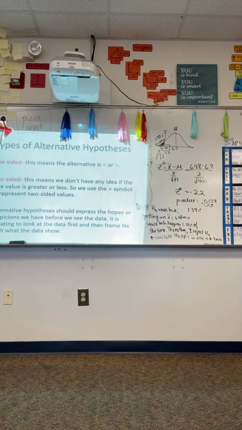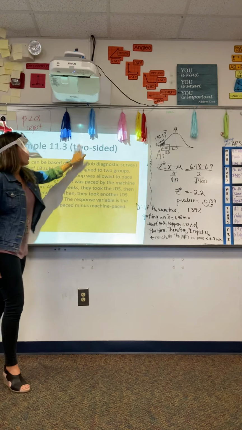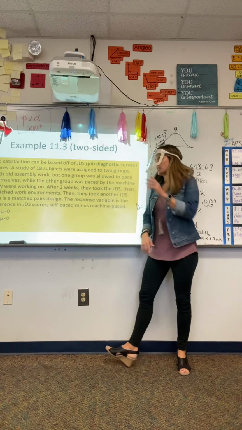All right, remember you have a null and an alternative. It can be one-sided or two-sided, one-tailed or two-tailed. All right, this is what we're going to do. I think I might have to move on to get some information on another slide. So now we're going to do a two-tailed test and then we'll be done, okay? All right, so we have job satisfaction.